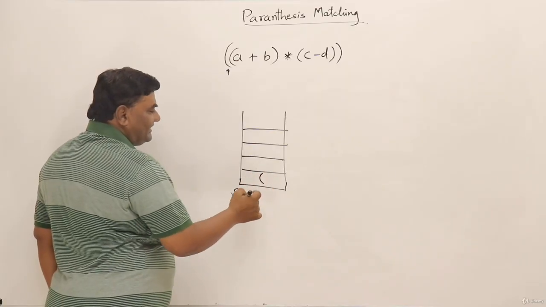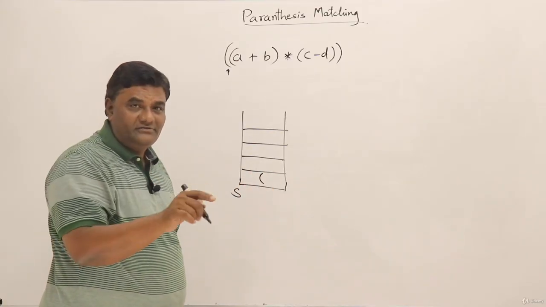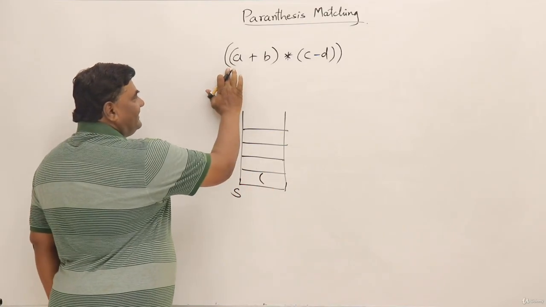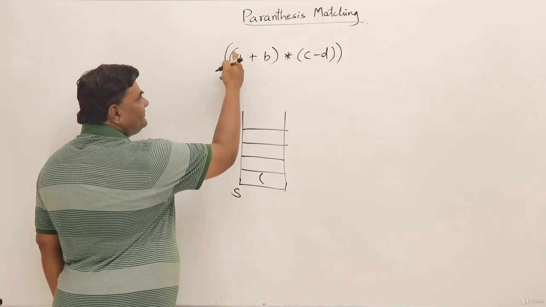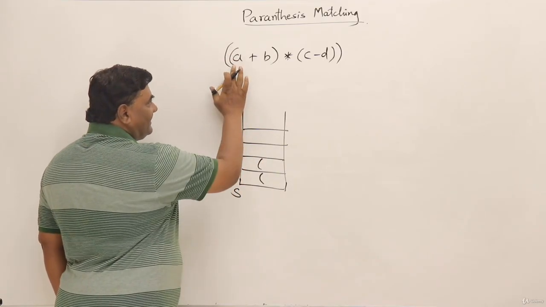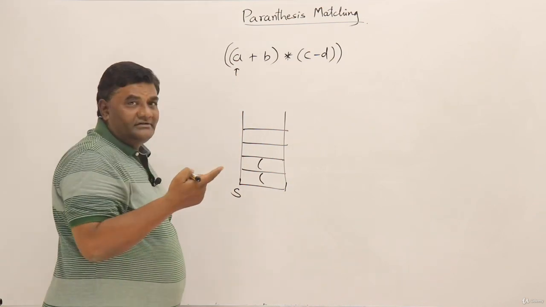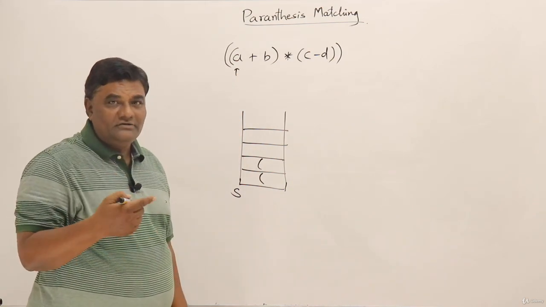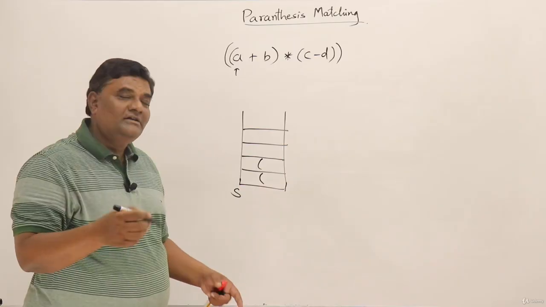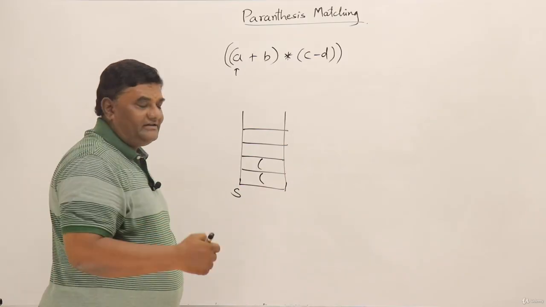Push it into the stack. If it is an opening bracket, push it into the stack. Next symbol. This is also an opening bracket. Push it into the stack. Next symbol is A. So it's neither an opening bracket nor a closing bracket. Some other letter. Just ignore it and move ahead.